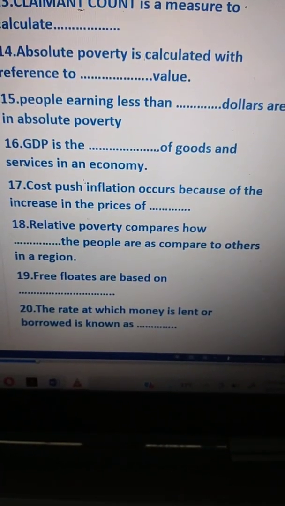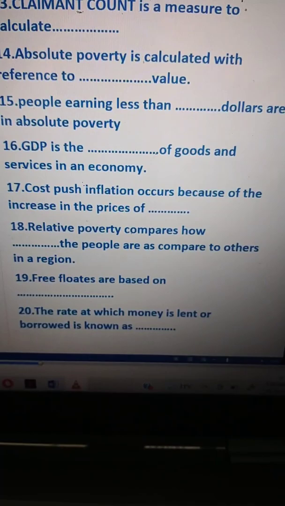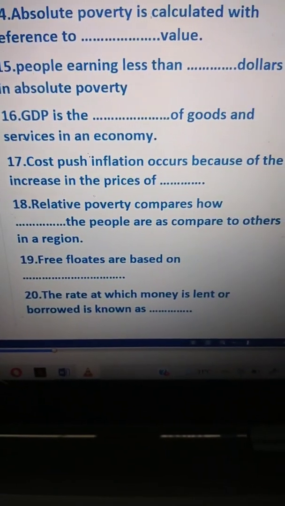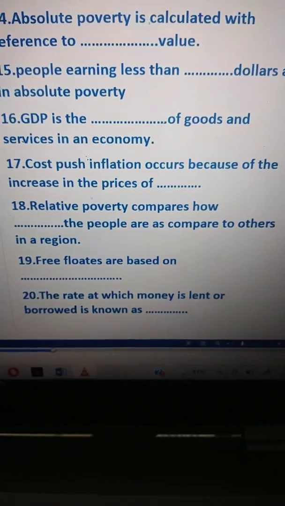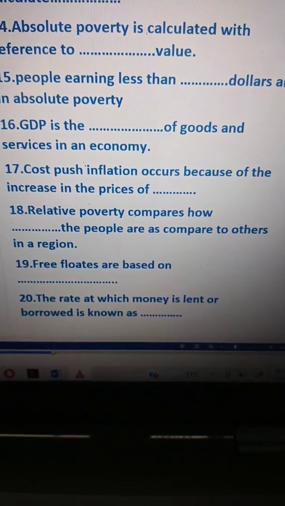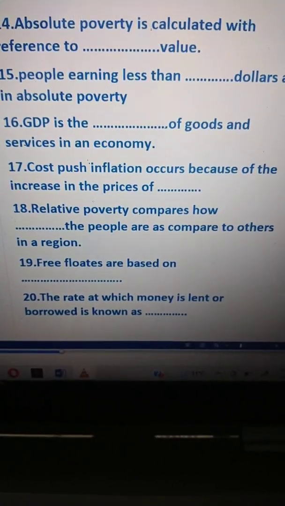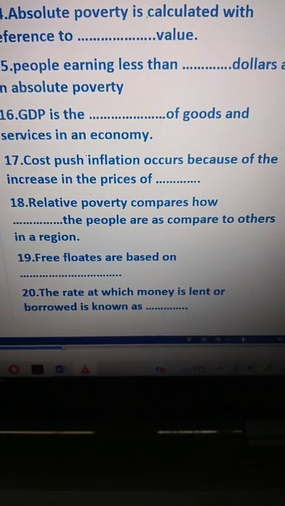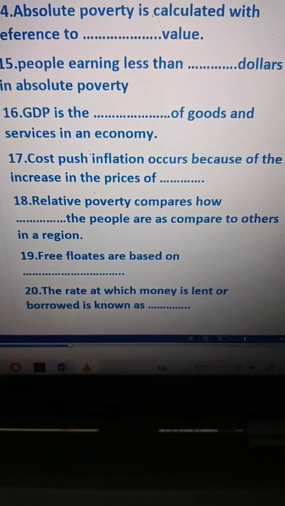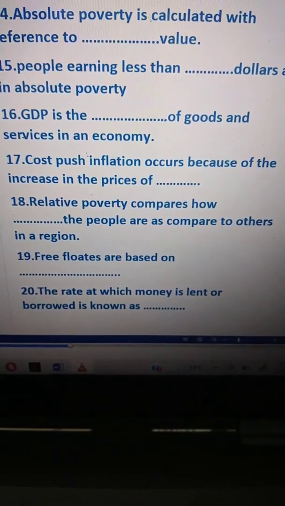Number 18. Relative poverty compares how dash the people are as compared to others in a region. So relative poverty compares how poor the people are as compared to others in a given region. Question 19. Free floats are based on dash. Free floats means the free floating exchange rates. They are based on demand and supply of the currency. Free floats are based on the free forces of demand and supply. That is the answer for question number 19.